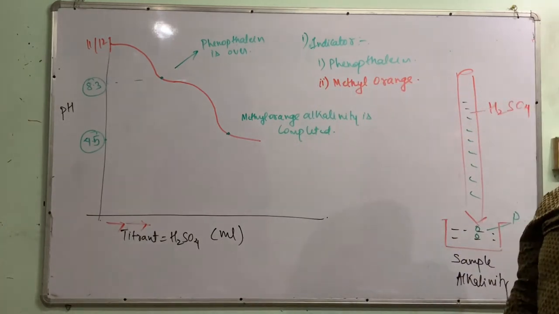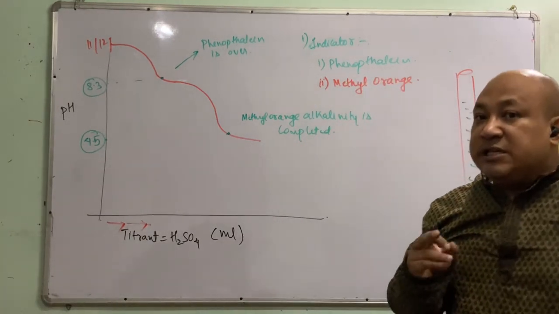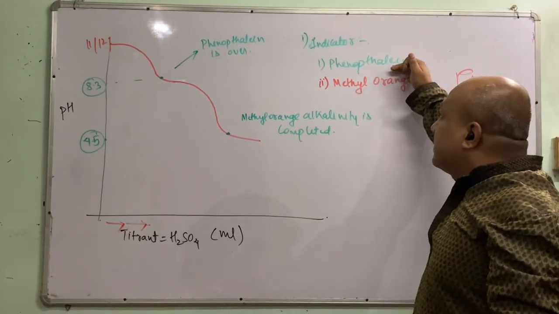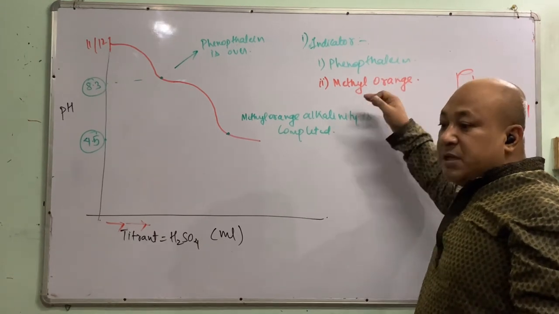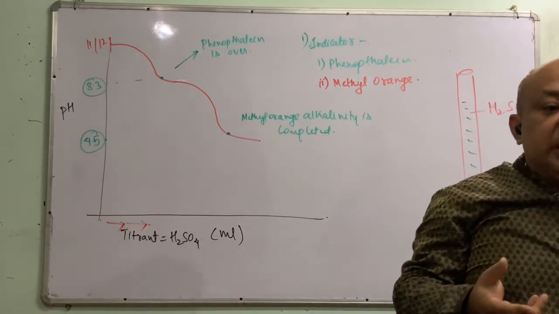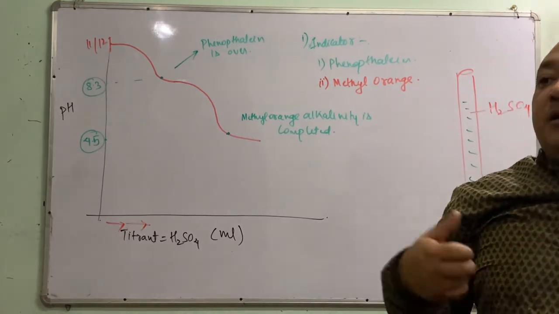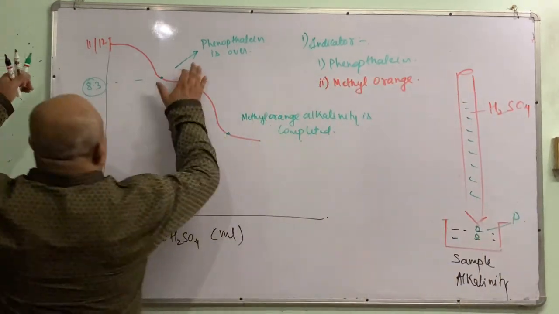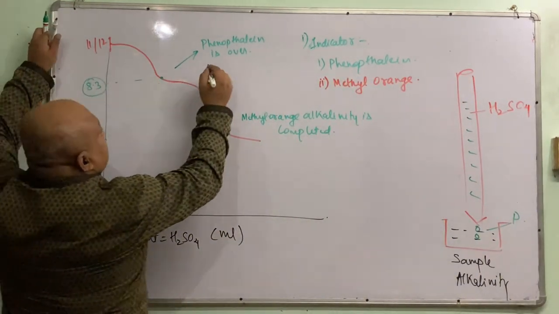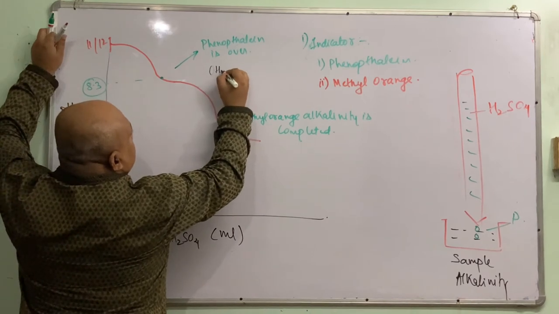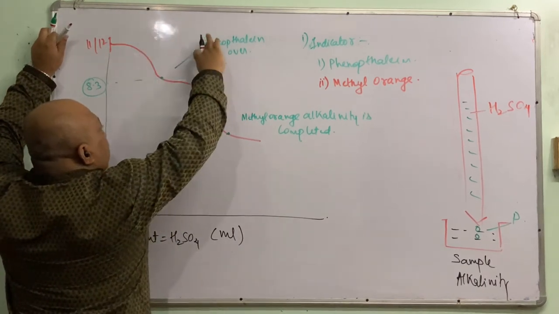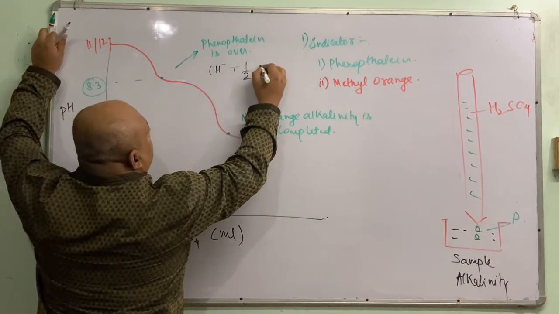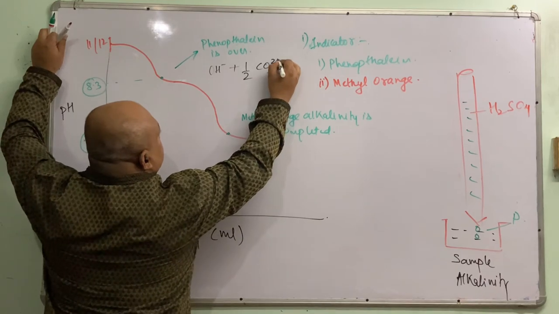So that way, we also classify alkalinity in two ways. One is based on the indicator. Alkalinity may be defined as phenolphthalein alkalinity and methyl orange alkalinity. And based on the ingredients, it can be classified in three ways: hydroxide, carbonate and bicarbonate. So, in this phenolphthalein alkalinity, what are the responsible ingredients? Here it is OH. In the phenolphthalein titration, what they titrate is OH plus half of the carbonate ions.